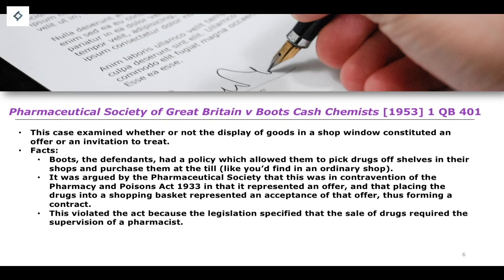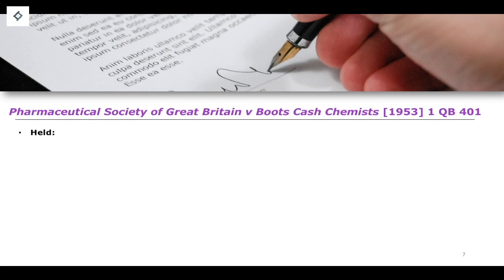Now, they argued that what this did was violate the Pharmacy and Poisons Act of 1933, because the Act specified that the sale of drugs required the supervision of a pharmacist. So if that was an offer by displaying them on the shelves, and the grabbing of the item and putting it into the shopping basket represented the acceptance of an offer, then that would represent the sale of drugs. And because this was done on the shop floor, it would represent the sale of drugs without the supervision of a pharmacist, therefore a violation of the 1933 Pharmacy and Poisons Act.